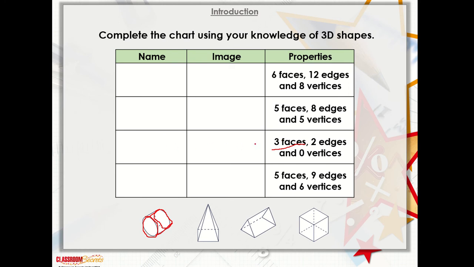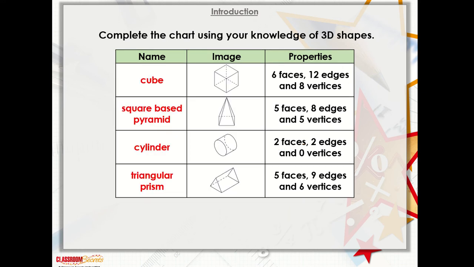Can you pause the video and just decide where these other three should go on this diagram? Okay, let's have a look at the answers. And there we are. I wonder if you've got that right. That's just a bit of a warm-up, a bit of practice at reminding ourselves of the properties of 3D shapes. Let's look at some of the questions you're going to be coming across today.